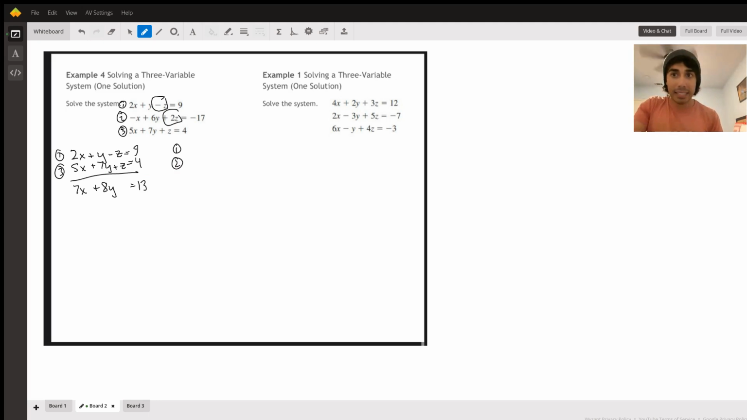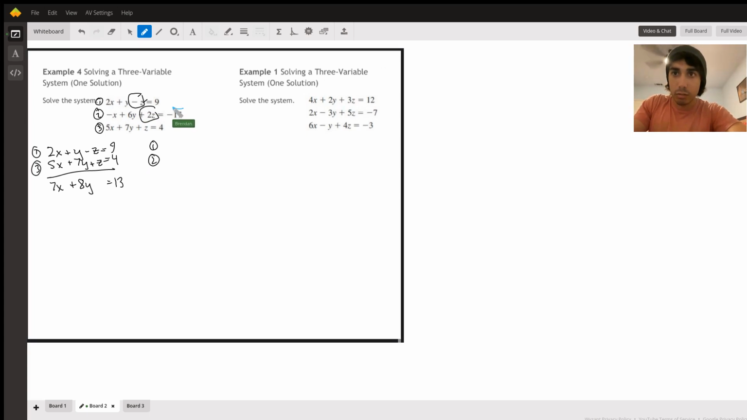But as it stands, that's not going to eliminate it for us. That's not going to do the job we need it to do. We need that negative z. We need this guy right here to be a negative 2z, so that way it'll cancel out with that positive 2z. So what I'm going to do is multiply equation 1 all the way through by 2 on both sides. Okay? So imagine we're multiplying this guy by 2, and that's going to give me 4x, right?